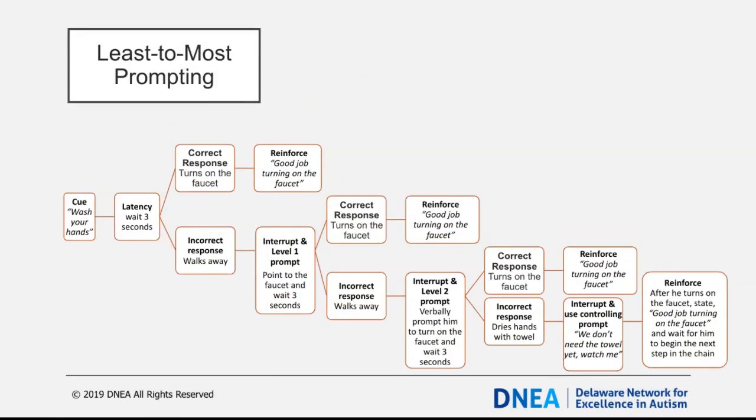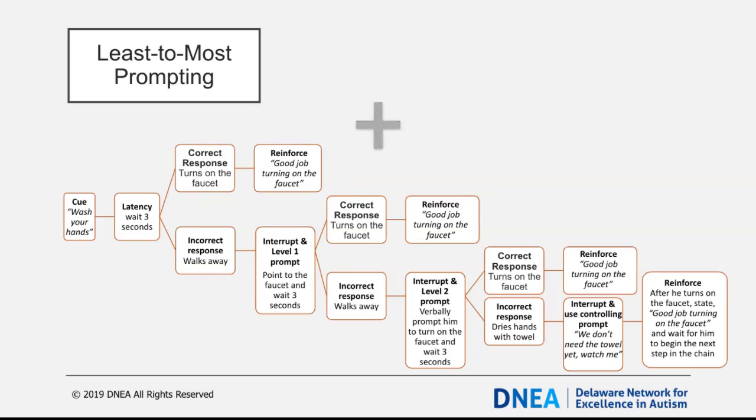Here is our least to most prompting hierarchy flowchart. You can see on the left that it begins with delivering the cue and waiting your predetermined latency. If the individual responds correctly, you will reinforce them and state what the individual did correctly. If you are collecting data, record a plus on your data collection sheet. This indicates that the individual performed the skill correctly without any prompts.